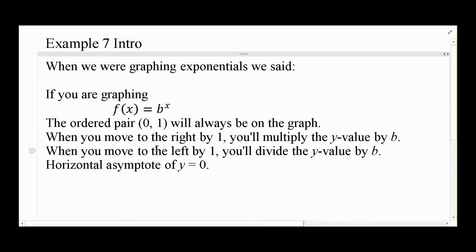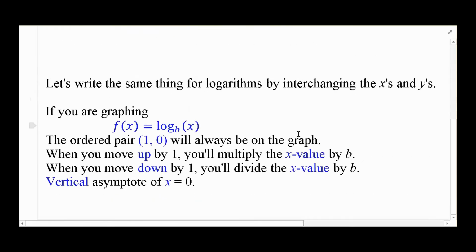So what I want to do now is talk about, if I want to graph a logarithm, then let's just take every instance of x or y and flip-flop them. So if I take the exact same thing and say instead of graphing b to the x, let's look at the inverse. Let's graph log base b of x. Then instead of having the ordered pair 0, 1, we're going to have the ordered pair 1, 0. Instead of taking a step in the positive x direction, meaning to the right, we're going to take a step in the positive y direction, which is up.